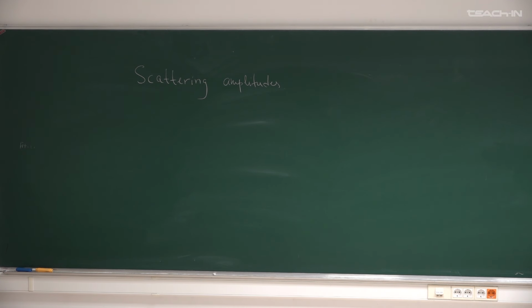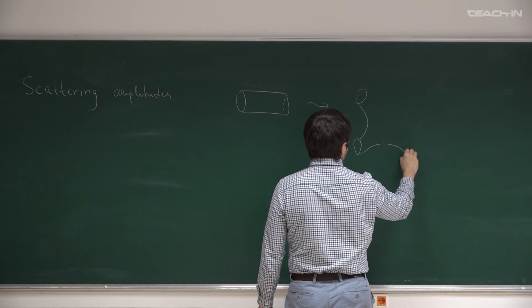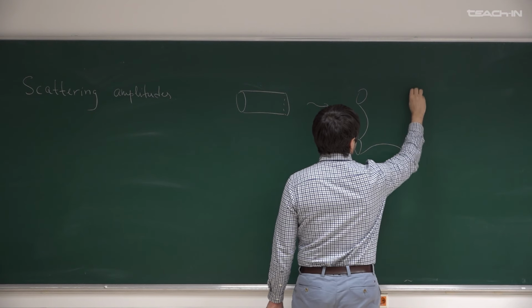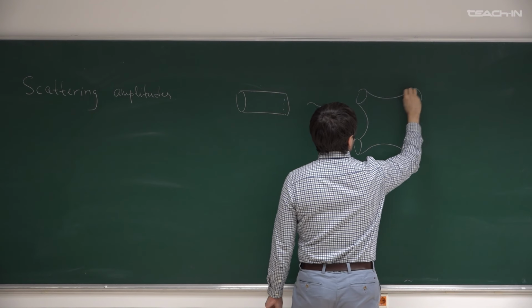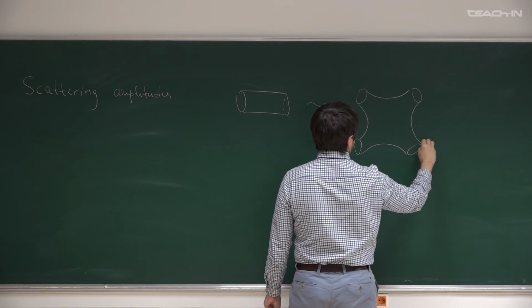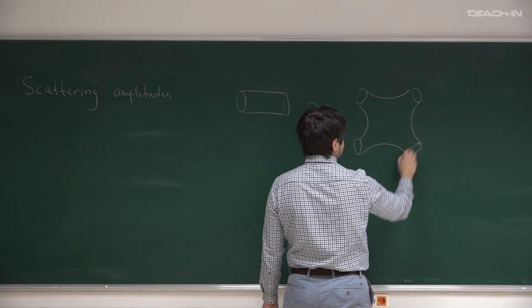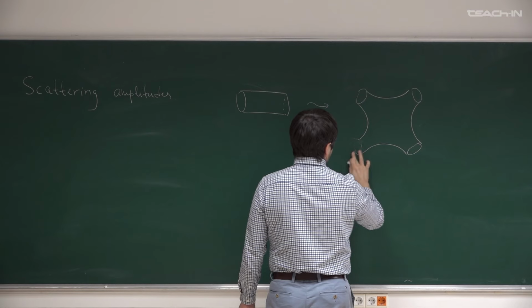interacting string. And interacting string means you replace your free string worldsheet, which is a cylinder in the case of closed string, by some homogeneous Riemann surface, not necessarily homogeneous, but at least a Riemann surface with several cylindrical ends, as we discussed. This, for example, corresponds to a 4-point scattering amplitude.